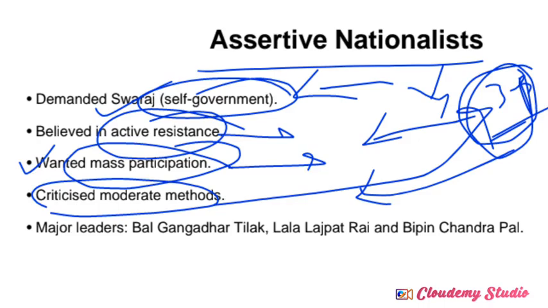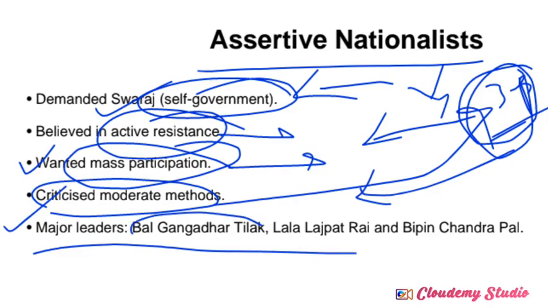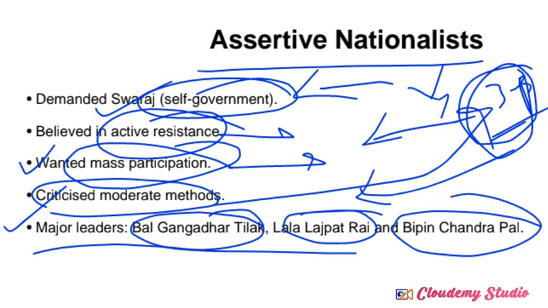So what about the major leaders? For the MCQ main exam, this is very important. Bal Gangadhar Tilak, Lala Lajpat Rai, Bipin Chandra Pal. We call them Lal, Bal, Pal, correct? These three are the main assertive nationalist leaders.